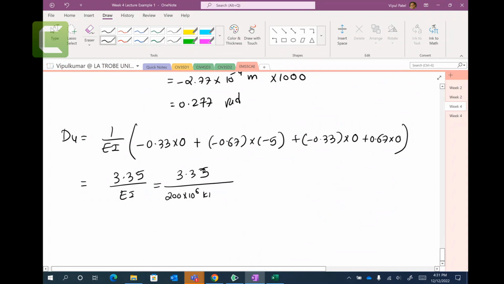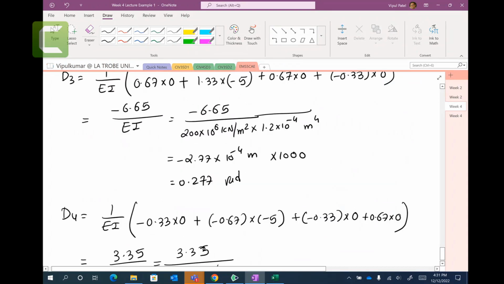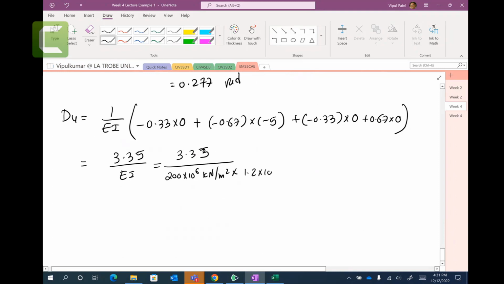So 3.35 divided by 200 times 10 raised to 6 kilonewton per meter square times 1.2 times 10 raised to minus 4 meter to the power 4. You get 1.40 times 10 raised to minus 4 meters. So that would be 0.14 millimeters. You just multiply by 1000.